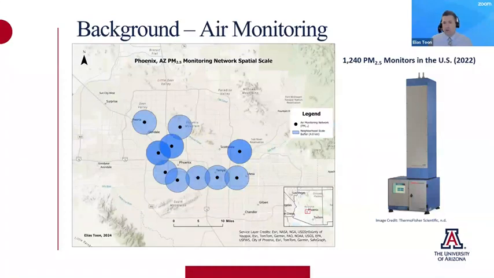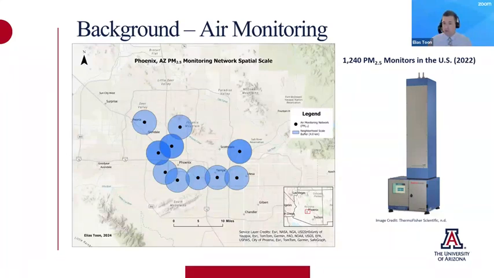So how do we measure exposure to PM2.5? The nation has an ambient air quality monitoring network, which is operated by states, locals, and native nations. In 2022, there were 1,240 of these PM2.5 monitors located around the country. On the right-hand side, you'll see a depiction of what this equipment looks like. This is a federal reference monitor from Thermo Fisher, so rather large and expensive pieces of equipment.